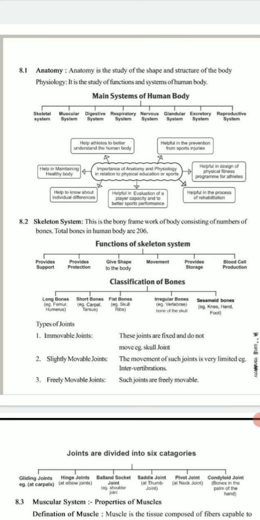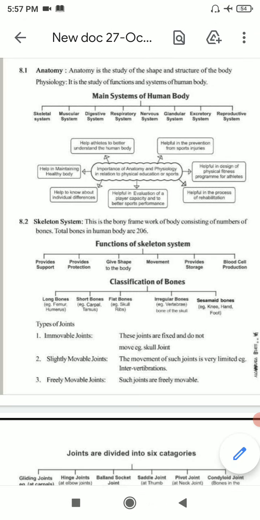And the next question: functions of the skeletal system. First, it provides support, provides protection, gives shape to the body, movement, provides storage, and blood cell production. So there are a total of 6 functions of the skeletal system. The first function is to provide support. The next function is to provide protection. The next is to give shape to the body. And movement, provides storage, and blood cell production. So these are the functions of the skeletal system.